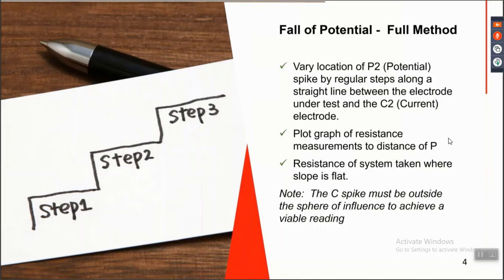And then you can see the result on its measurement, and plot a graph of the resistance measurement on paper maybe. The resistance of the system you can take when you see it is in the linear or flat area. So it is the 3-step standard to test grounding resistance with the fall of potential method.